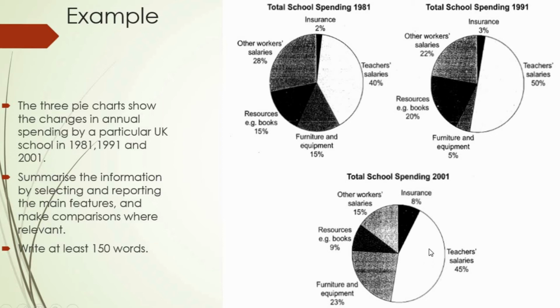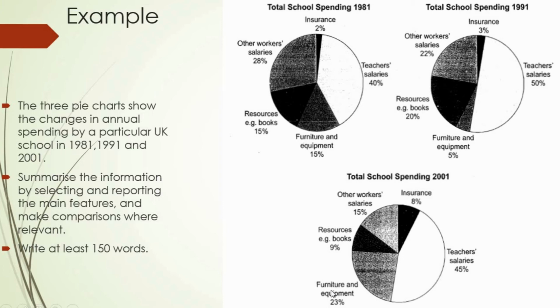Now we see a decline in the expenditure on salary, 45%, and other workers' salary 15%. If we make a total, it's 60%. So it is a reduction, and I would say it's the least in 2001. Over here it's 68%, 72, and 60. So salary got reduced. Alright, now insurance 8%. Again, now we see a reversal over here. The cost of books reduced and was only 9%, but the cost of furniture and equipment rose to 23%.